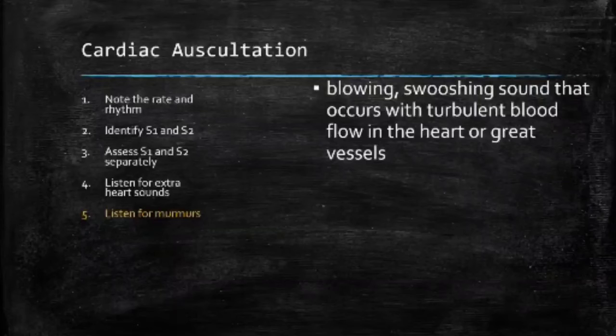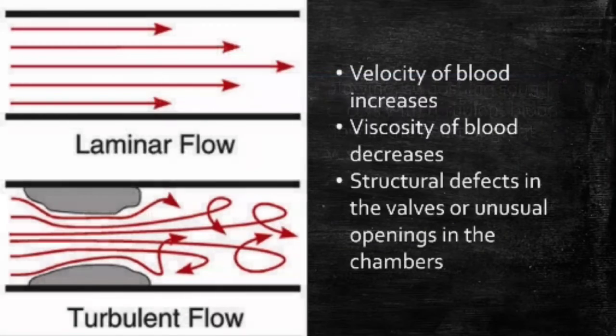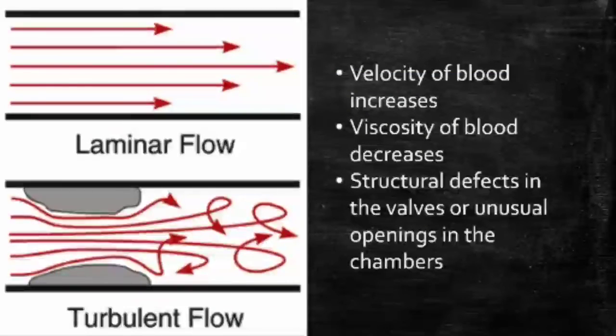Listen for murmurs. A murmur is a blowing, swooshing sound that occurs with turbulent blood flow in the heart or great vessels. What are the causes of murmur? Velocity of blood increases in cases of exercise or thyrotoxicosis. Viscosity of blood decreases. An example is anemia. Structural defects in the valves, including a narrowed valve or incompetent valve, or unusual openings in the chambers, such as dilated chamber or wall defect.